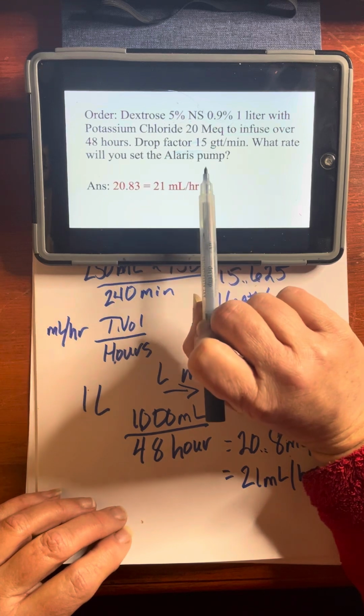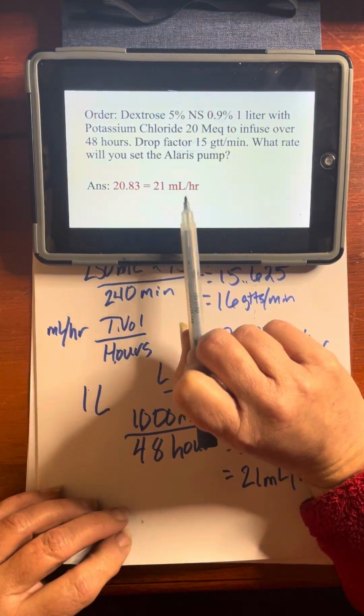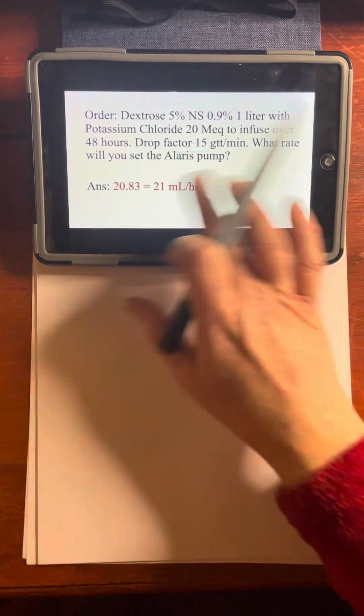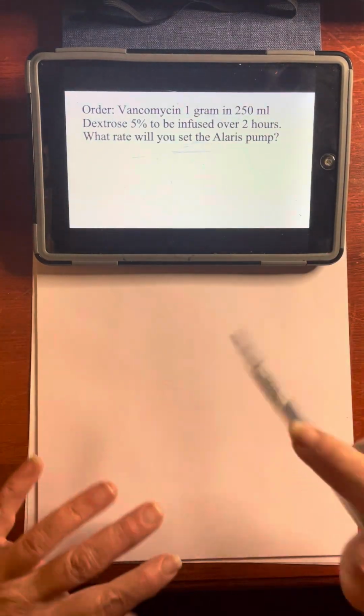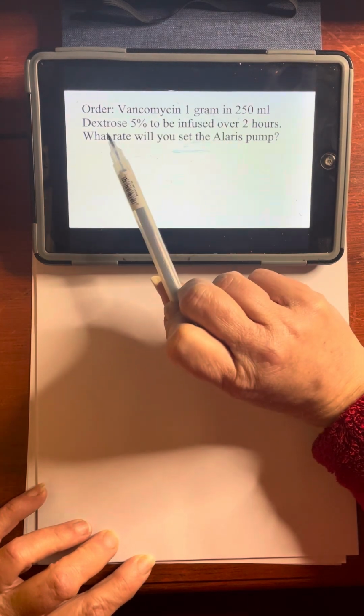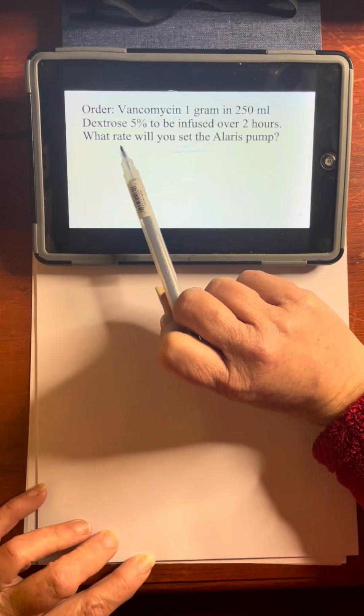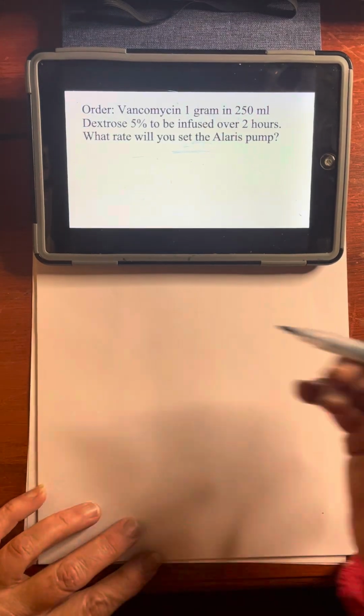You're answering the question. If it says a pump, I don't care what else they're putting. They want it in milliliters per hour. And since you stayed this long, you may as well hang out. Vancomycin, 1 gram, and 250 milliliters of D5 to infuse over 2 hours. What will you set the rate of the pump?